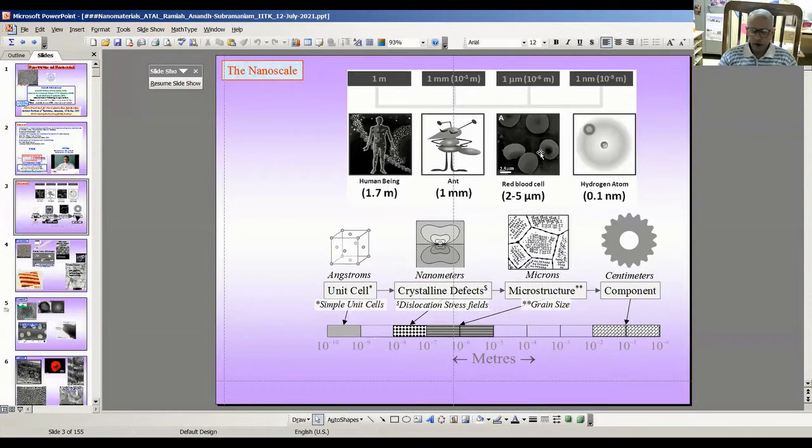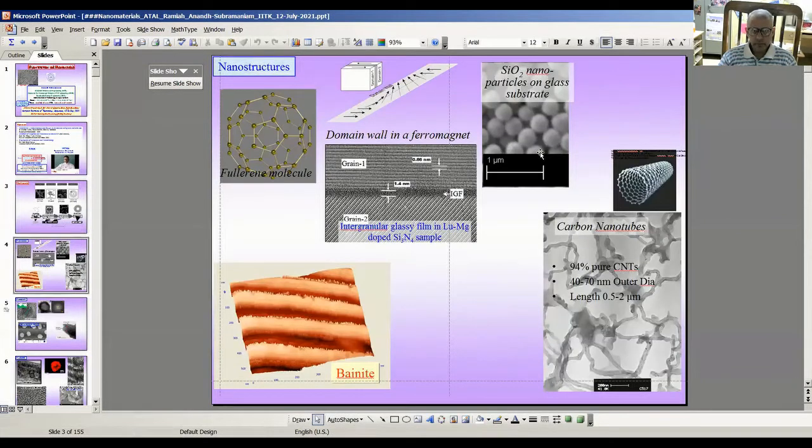But I'll also warn you that just because something is in the nanoscale, it does not mean that you're going to get interesting properties. Something may be in the nanoscale and yet nothing interesting may happen. Also, just because you're in the nanoscale, it does not mean that as a function of time the structure would be retained in the nanoscale. So please remember this. Let me start with a gallery of a few pictures for you.